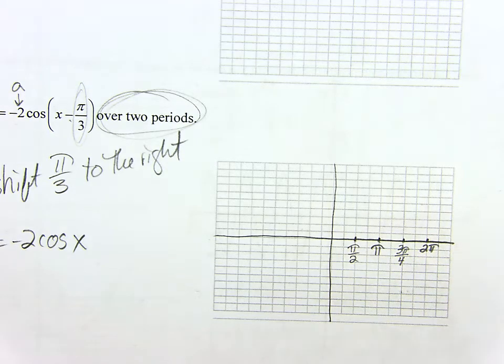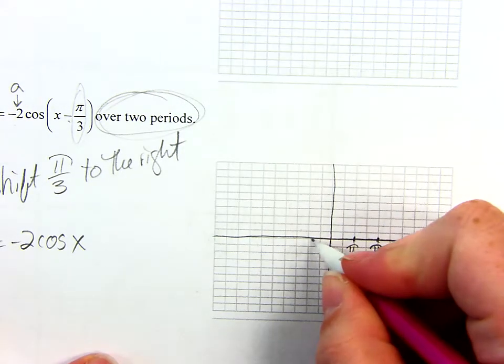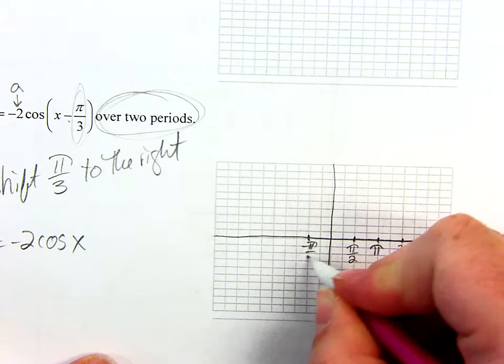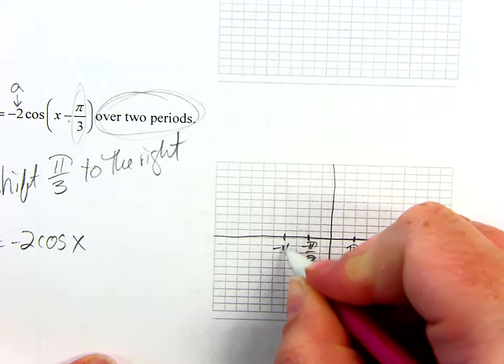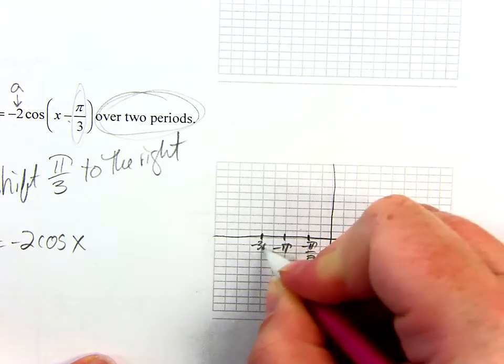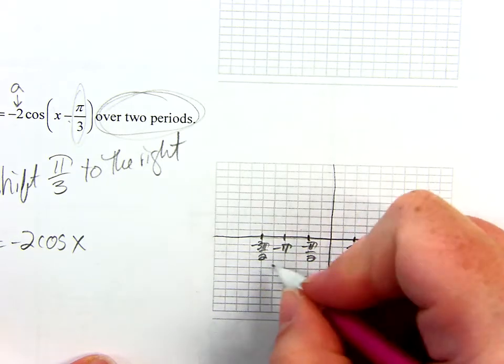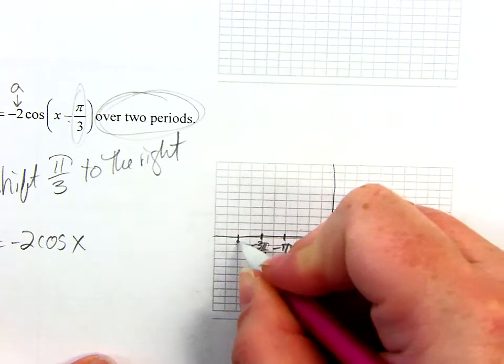By the way, that one's a 4. Your sine and cosine curves are on your reference sheet. Just the basic one. So you can just, with its quarter points and everything. FYI. All right. And then I'll do in the negative direction. So I'll have negative pi over 2, negative pi, negative 3 pi over 4, and negative 2 pi.